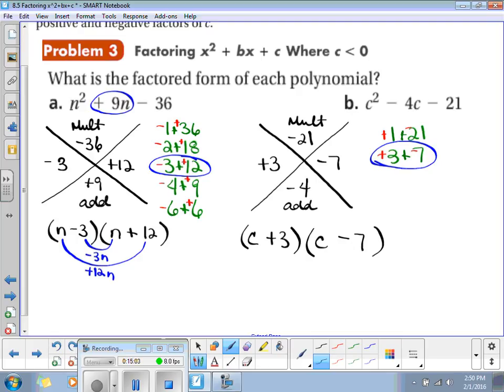And then again, we will check it. 3 times c is a positive 3c. And c times negative 7 is a negative 7c. And when I add those, I get negative 4c.